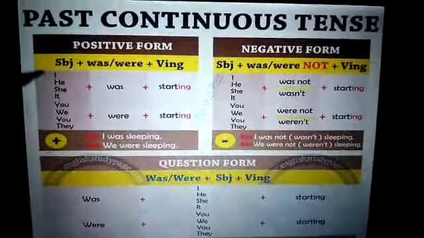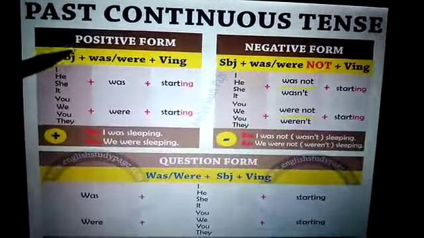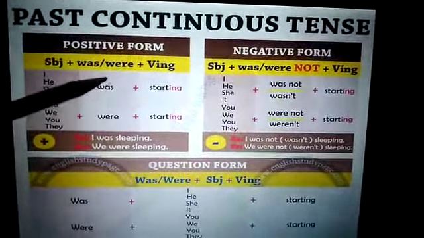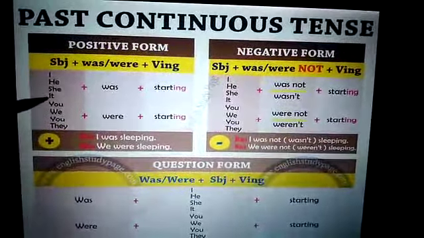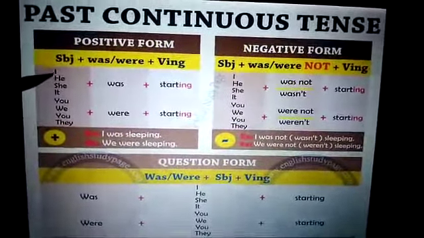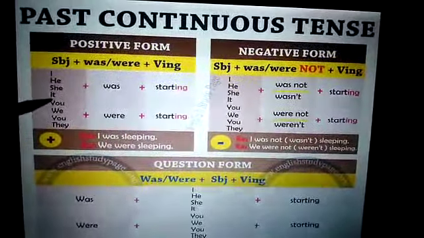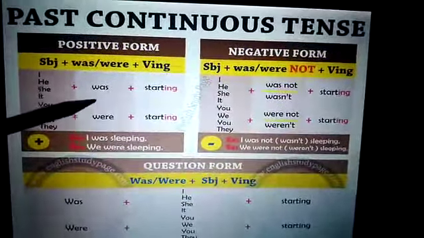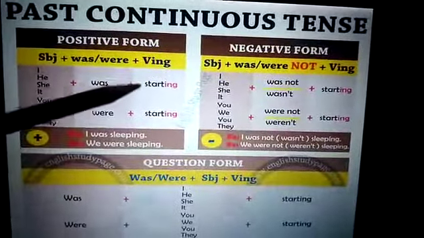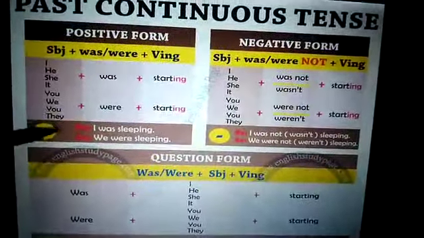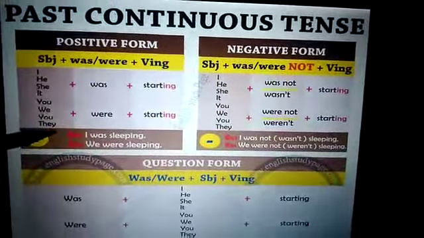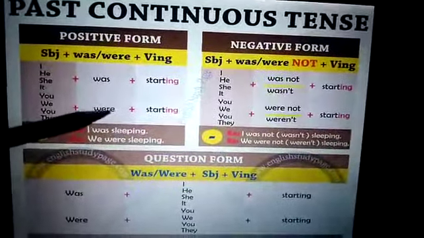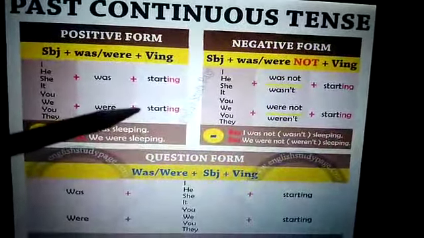So let's look into the first one, that is affirmative sentence or positive form. The rule is subject plus was or were plus verb with ing. Now here again there is a bifurcation of subject, that is if the subject is I, he, she, it, that is the singular subject, then it will go with the past form was with the verb ing. And if the subject is in plural form, then the plural subject will go with the past word were, and again it will go with the verb ing.